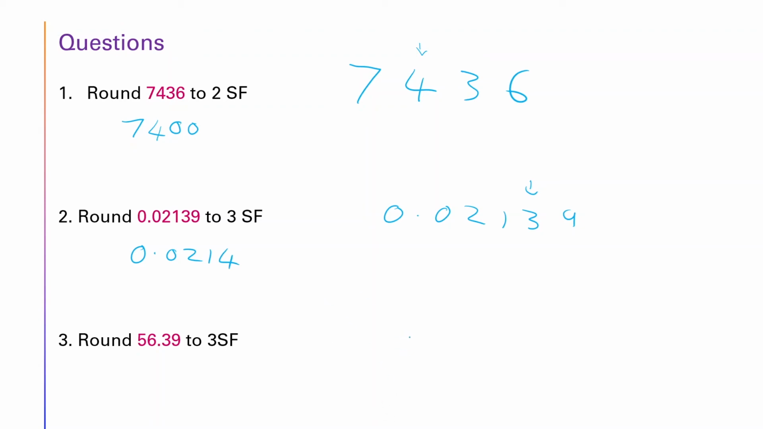Third question. Round 56.39 to three significant figures. Our first significant figure is a 5, our second is a 6, and our third significant figure is a 3. So 3 is a number we would be changing. The number to the right of 3 is a 9, and we know that 9 is rounded up. So 3 would be rounded to a 4. So our answer is just 56.4.